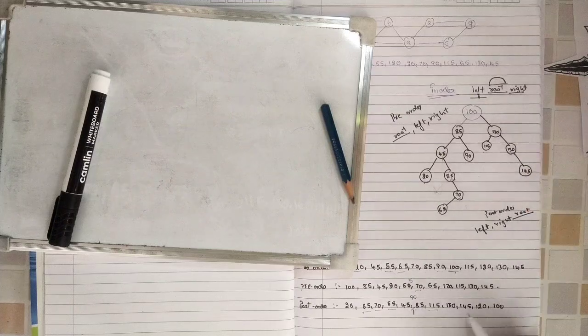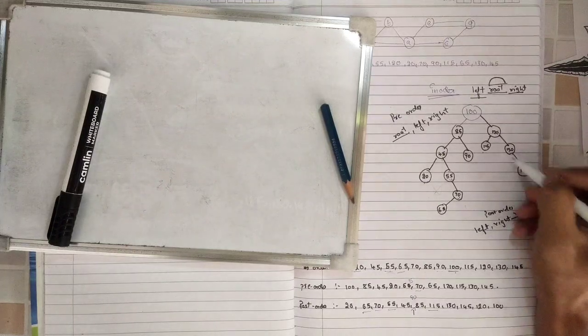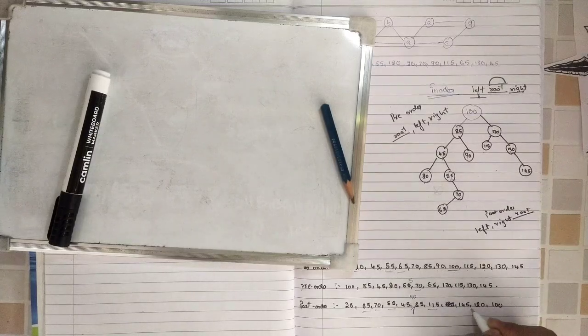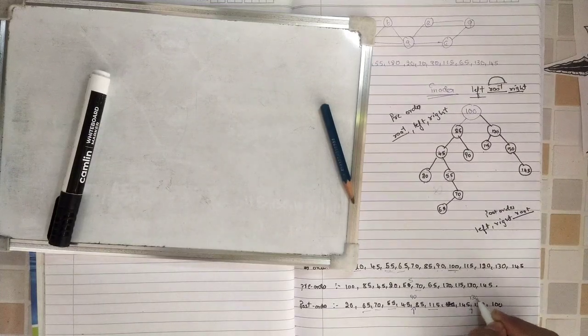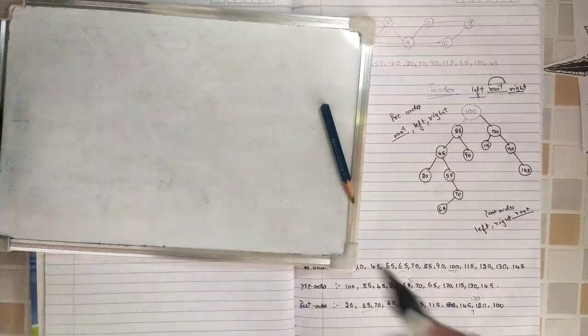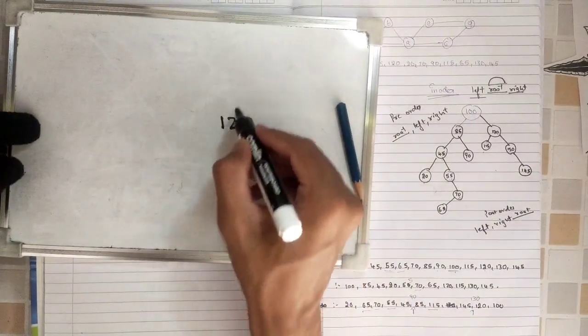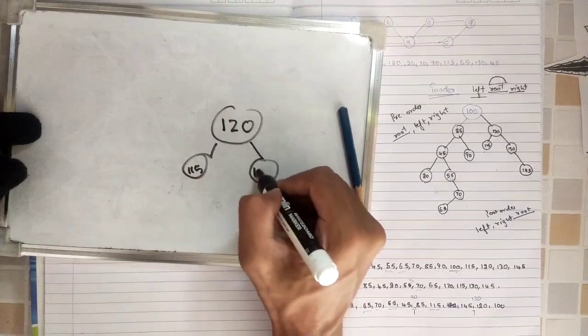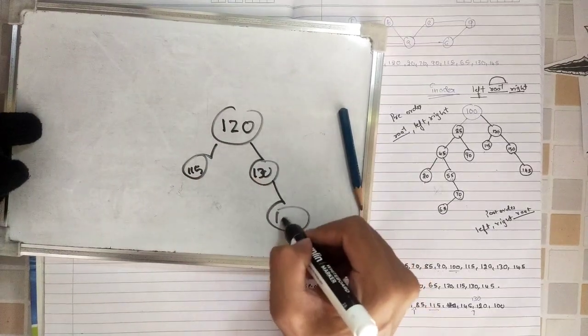Okay, so here we did only one mistake. See here, it is again root, right? So I will write left first, then right. So here first 145 will come, then here I will write 130. So let me just show that part over here. 120, here 115, right? 130, 145.